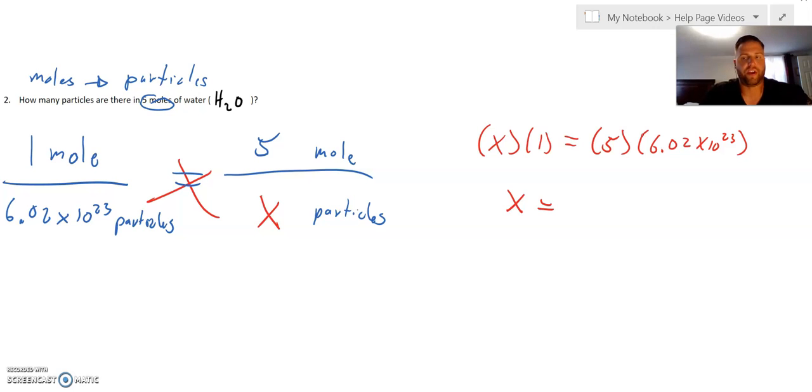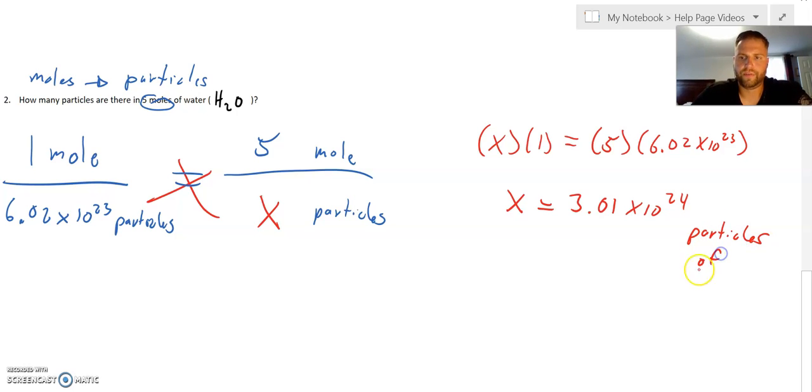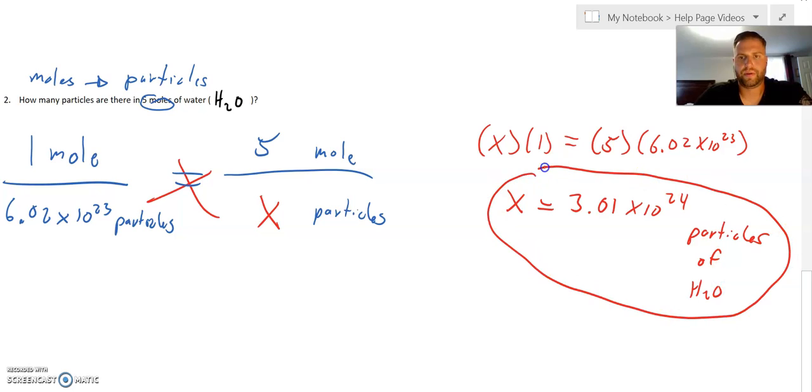And again, you have to be very careful when you put that in your calculator. And here we go. Here's the number: 3.01 times 10 to the 24th particles of water. So this would be your final answer.